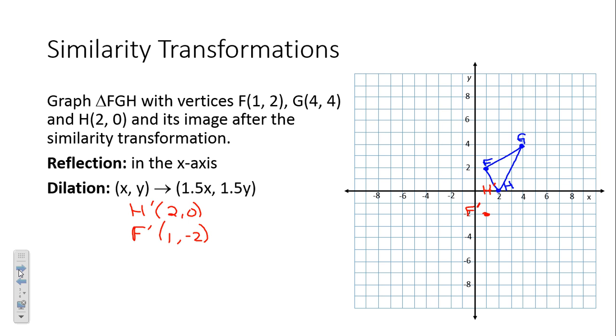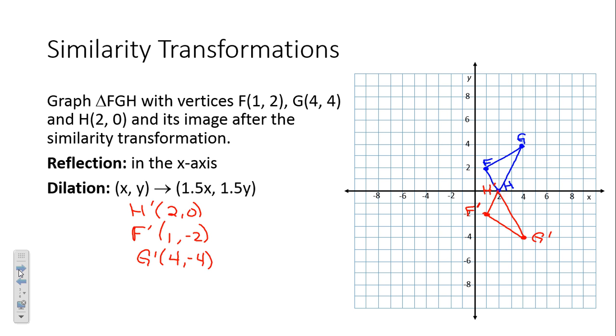Where is G going to go? It was at 4, 4, and we're reflecting across the x-axis. We're going down: positive 4, negative 4. So G prime is at 4, negative 4. Okay? Rigid transformation, same size, same shape. Those two figures are congruent.